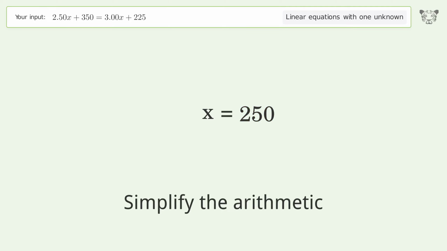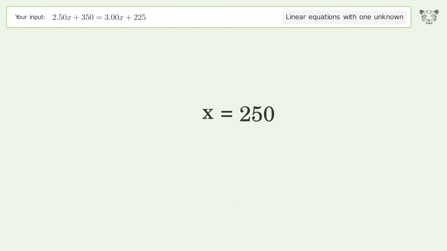And so the final result is x equals 250.